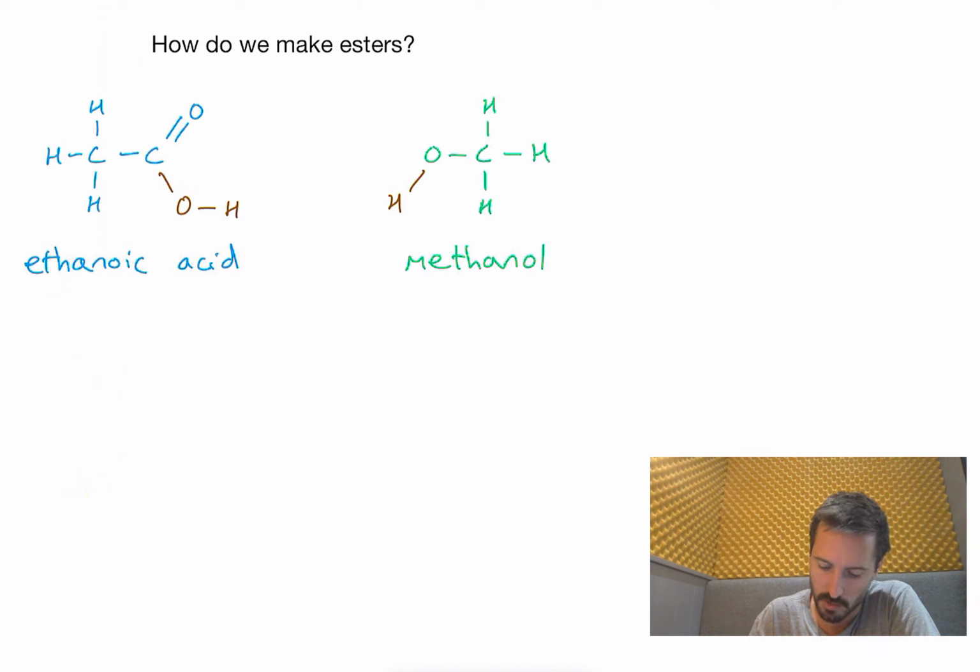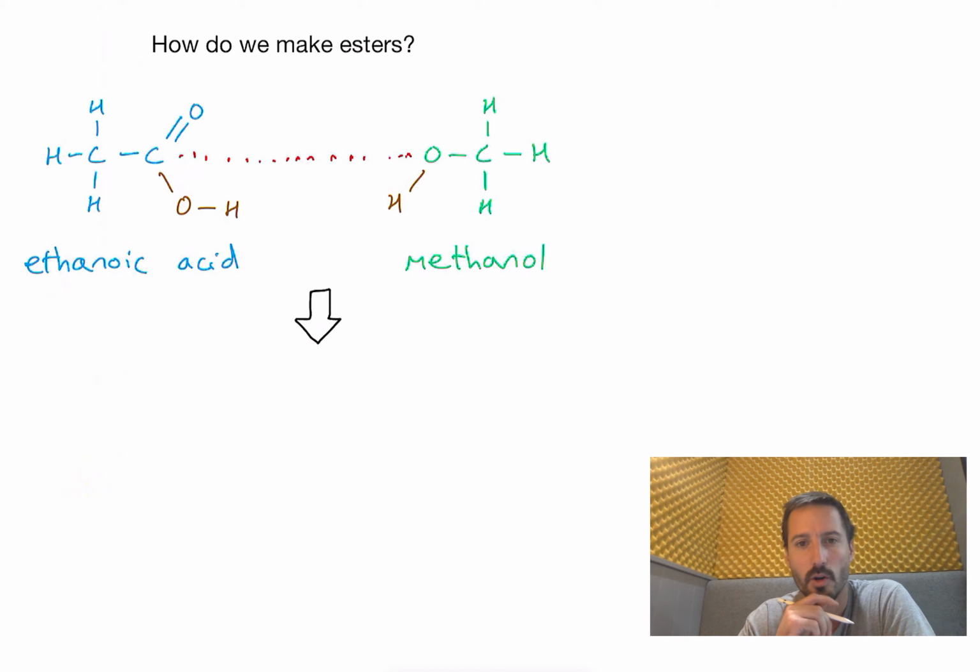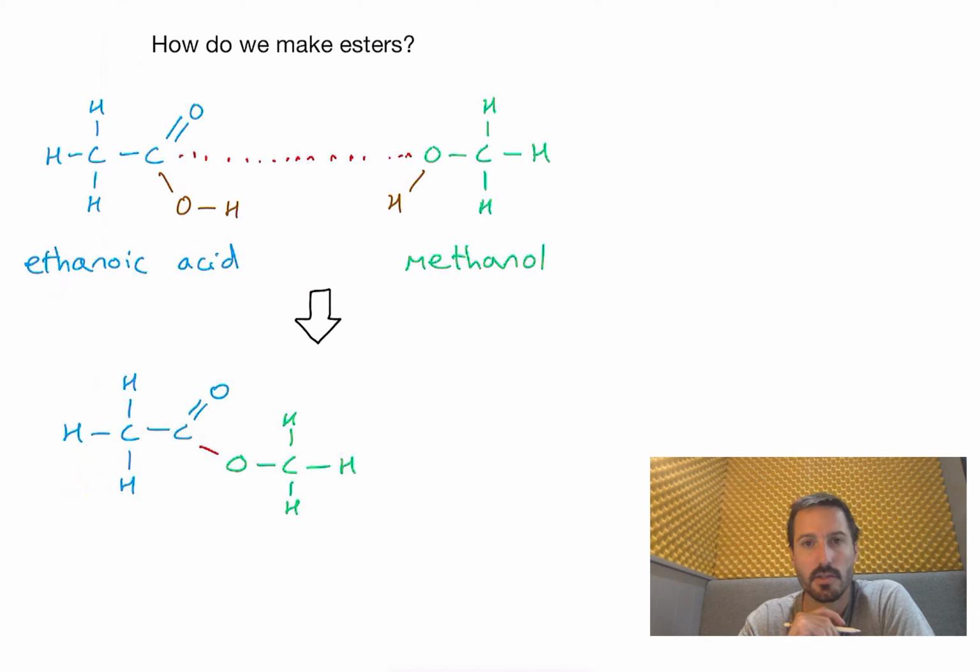So when we react those together, what we find is that the carbon with the double bond to the oxygen is going to form a bond with the oxygen on the alcohol, which is going to give us a product, or an ester, that looks something like this. What else have we lost there? Well, the OH and the H are lost to form a molecule of water, so we can add that in as well. And then we need to think about how to name our ester.